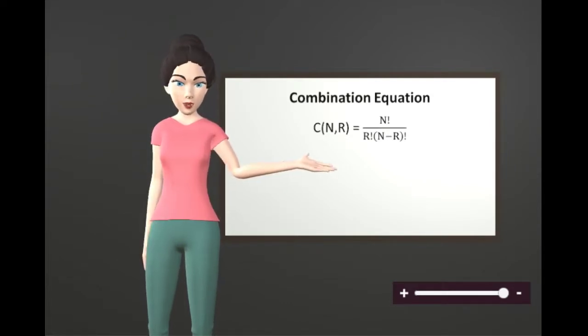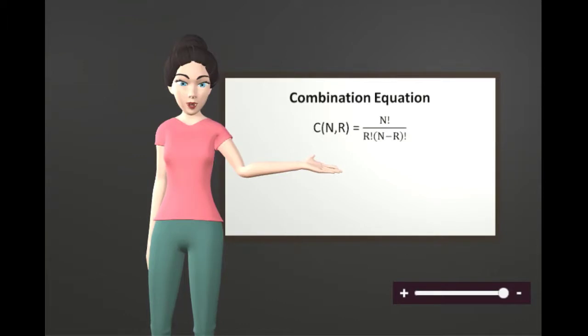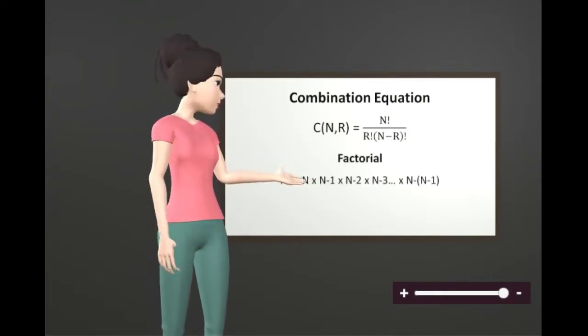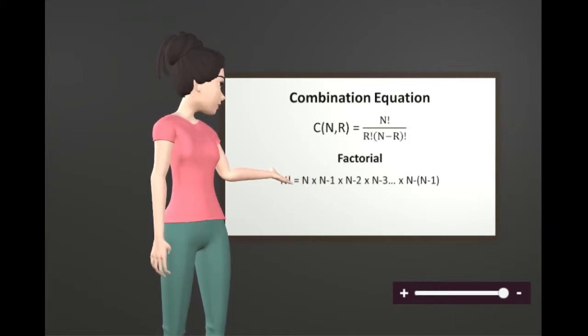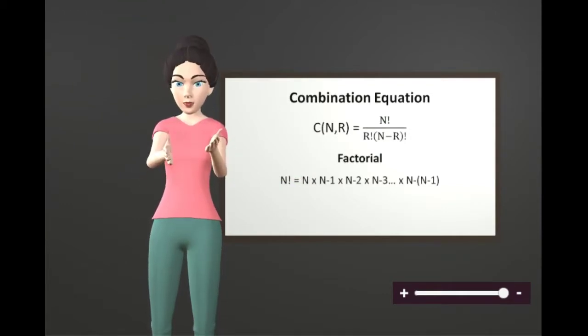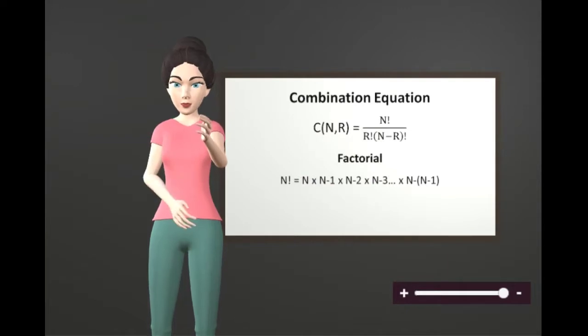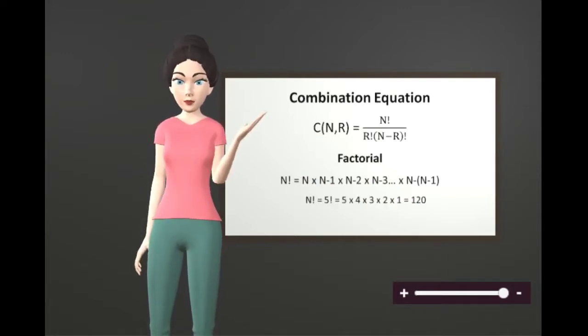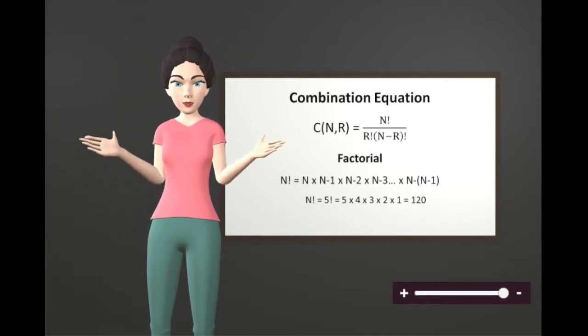This formula is n factorial divided by r factorial times n minus r factorial. This equation includes a factorial symbol indicated by an exclamation point. This factorial symbol means multiply the number before the exclamation mark times the number minus 1, then times the number minus 2, and so on down to 1. For example, 5 factorial equals 5 times 4 times 3 times 2 times 1, which equals 120.